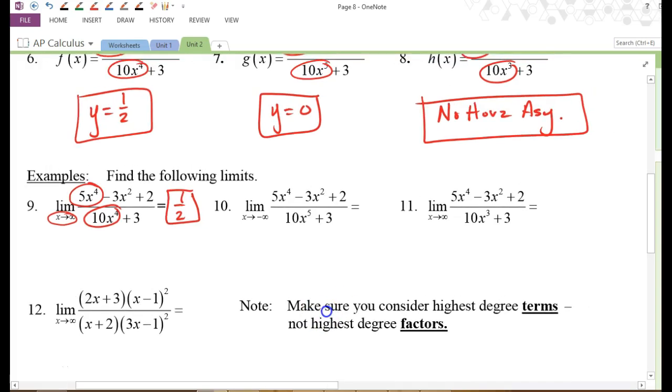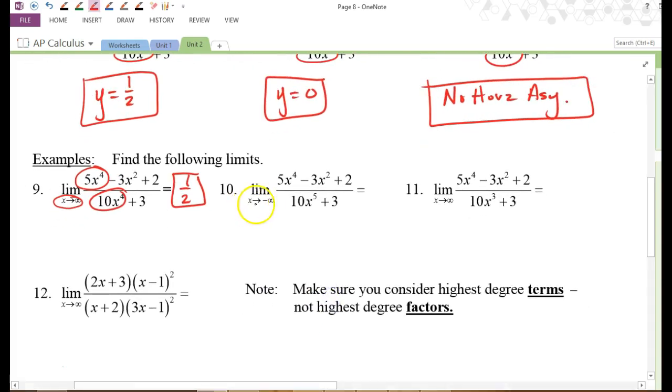Okay, for number 10, again, as x approaches negative infinity, I'm going to treat it exactly the same as infinity because I'm still looking for horizontal asymptotes. So I'm comparing here. It is bigger on the bottom, so therefore the horizontal asymptote is at 0, so my function would be going to 0.